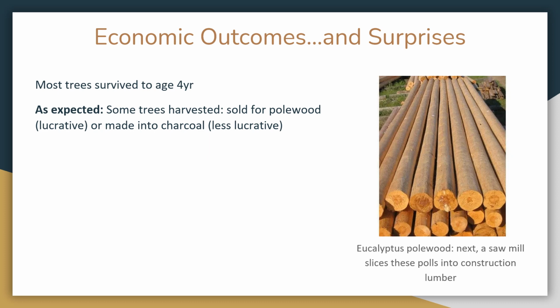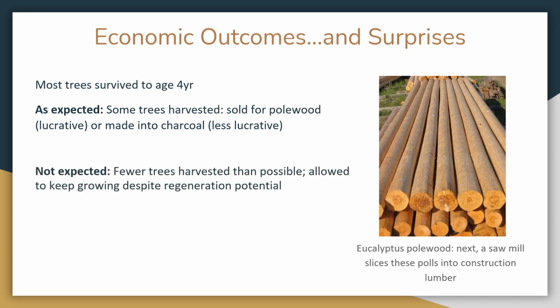Here are some of the economic outcomes of the Haiti Tree Project. Most of the trees survived to age 4, which is the age, remember, where they can be harvested. And as expected, some trees were harvested for pole wood, which is very lucrative. That's what the image shows. These poles get sent to a sawmill that slices them into construction-grade lumber for sale. Other trees were sold for charcoal, which is less lucrative but still turns a profit.